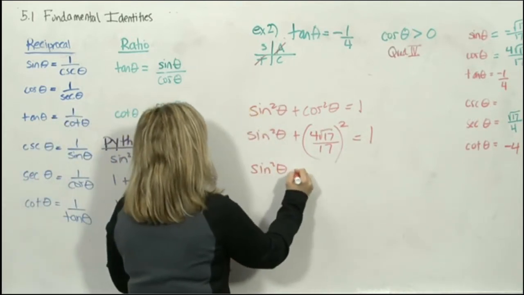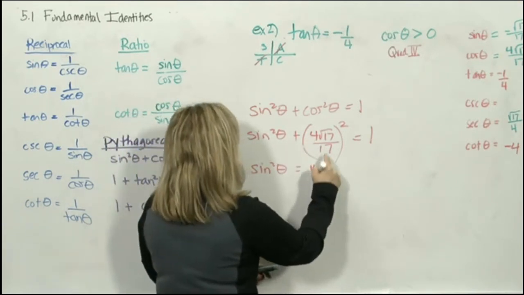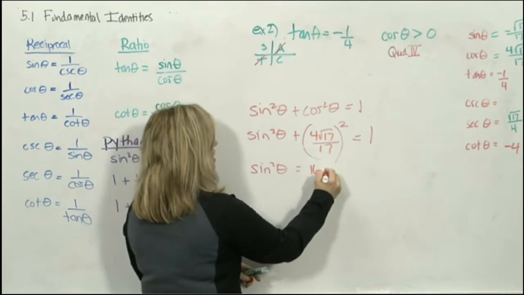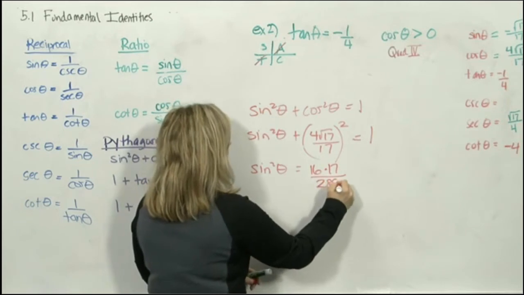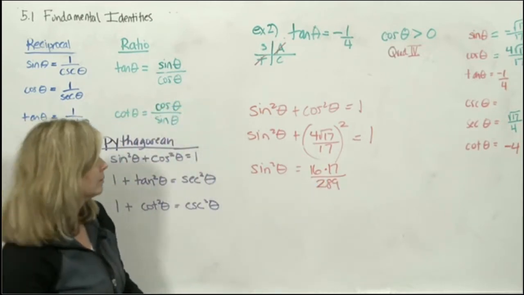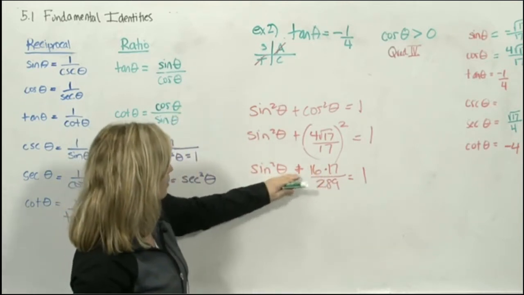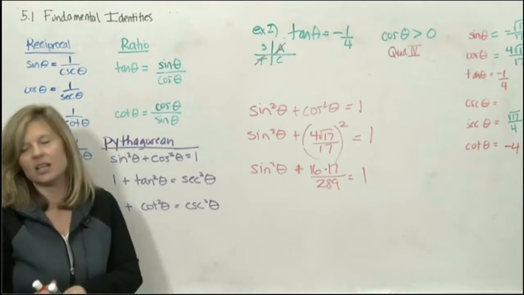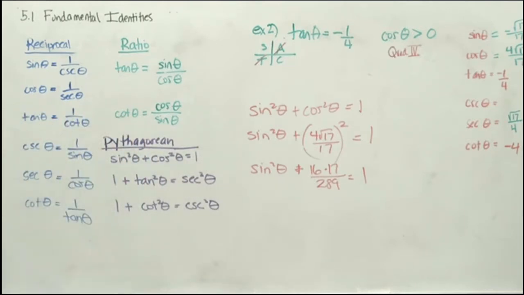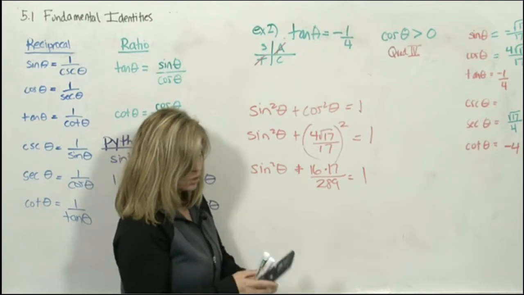Sine squared theta equals, we're going to square. 4 times 4 is 16. Square root of 17 times square root of 17 is 17. 17 times 17 is 289. Equals 1. So now you have sine squared theta plus this fraction equals 1. So I got to know what 16 times 17 is. Thank goodness we have calculators, so we don't have to do that arithmetic. So 16 times 17 is 272.